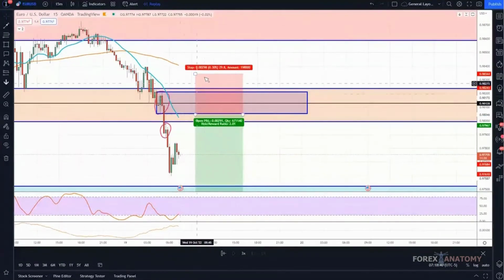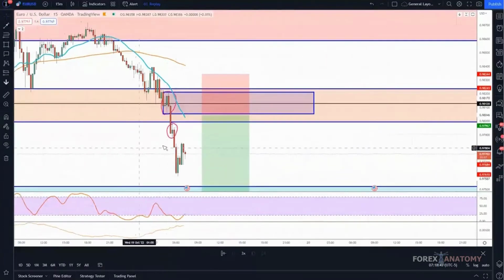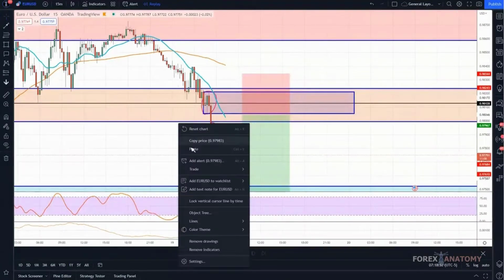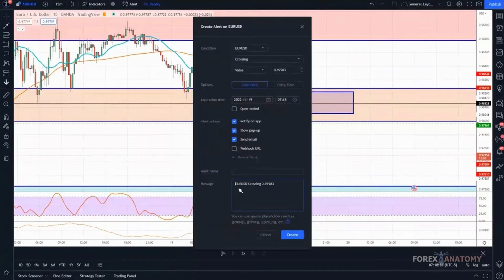We should be fine. So yeah, this is what I'll be waiting for, price to come to this area or the zone. So I'm going to put two alerts. My first one's going to be right here. Add alert and just say, date October 19th, price testing our supply zone, look to sell soon or now.